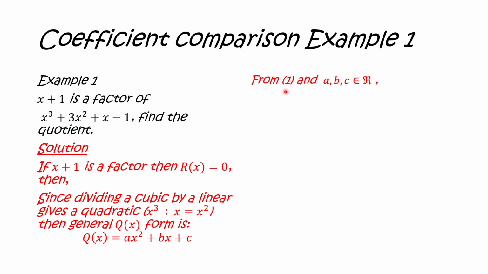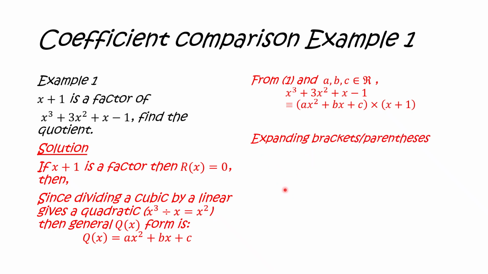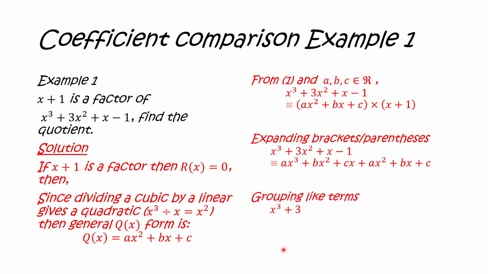Right. So now we are going to substitute where our a, b, c are elements of real numbers. Substituting into the right-hand side of equation 1, we would get that. And the next step, of course, is to expand the parentheses or brackets. After we expand, we would get to that stage. And of course, we group the like terms so that we simplify our work. Simplifying our work, we would have that.